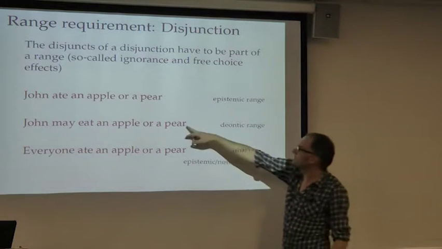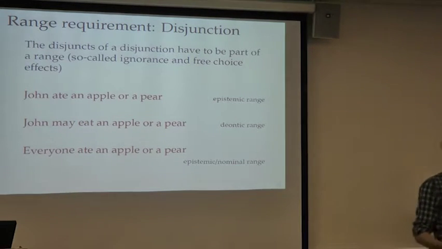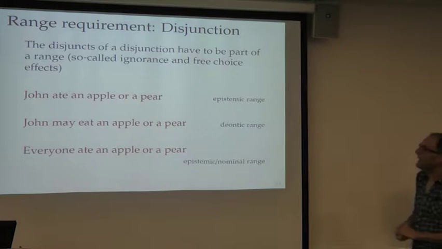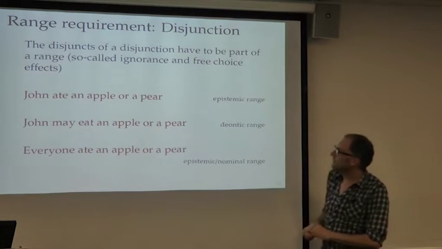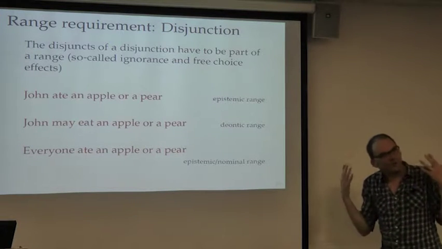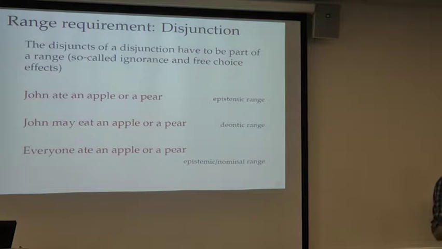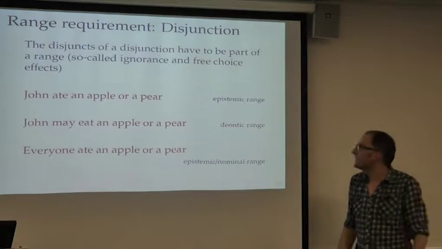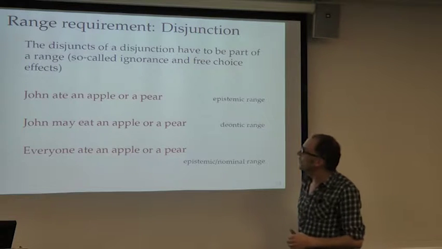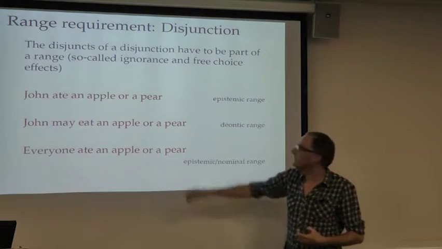By the way, this one, and actually this one too, you could also read with an epistemic range, right? So if I ask you, what did everybody eat? Everybody ate the same thing, but I forgot what it is. Then you say, oh, everybody ate an apple or a pear, but I forgot which one. And similarly here, the speaker may be giving permission to eat something, but he forgot what it is that people actually have permission to have. So what this shows you is, as long as there is some kind of range, then the sentence is felicitous. But for instance, if you know that John ate an apple and he didn't eat a pear, then this sentence is infelicitous.